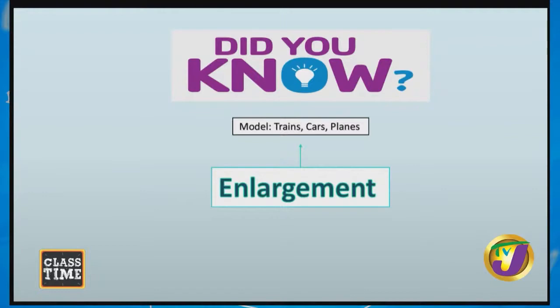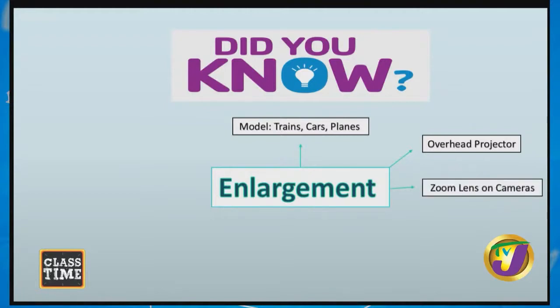Yes. So the overhead projector allows us to, as we're doing now, present a small image from our computer screen, because everybody would not be able to see the computer screen. So we use our overhead projector to project the image so everybody can see. That's also an enlargement. We also have the zoom lens on our cameras, and we all have access to cameras on our cell phones, right? The movie projector would do similar to the overhead projectors.